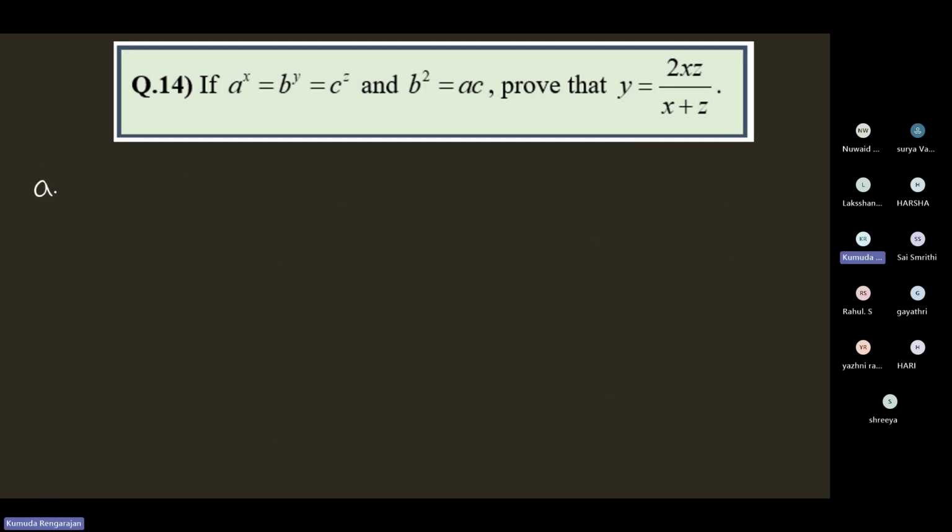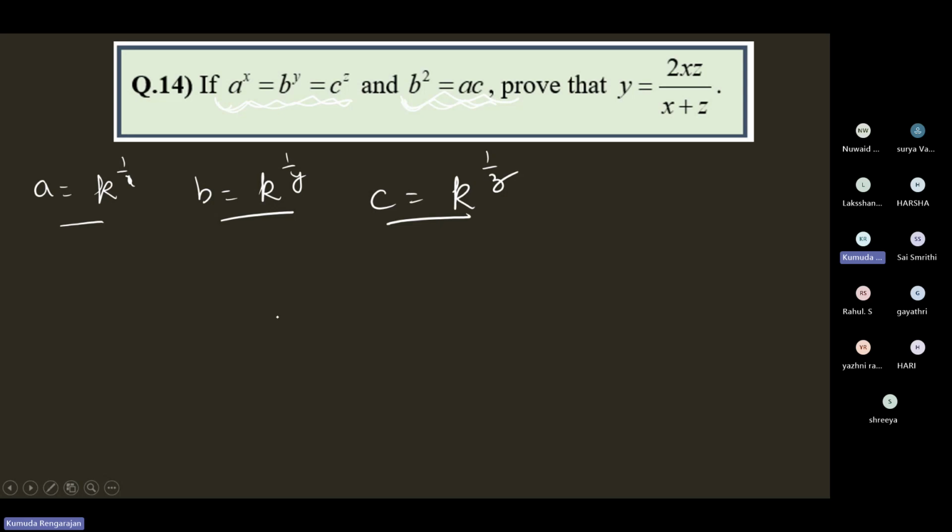So we got A is equal to k to the power 1 by x, B is equal to k to the power 1 by y, C is equal to k to the power 1 by z. Now we have all this from the condition given. Now we have another condition, B square is equal to AC, which we have not used. B square is equal to AC is given to you.